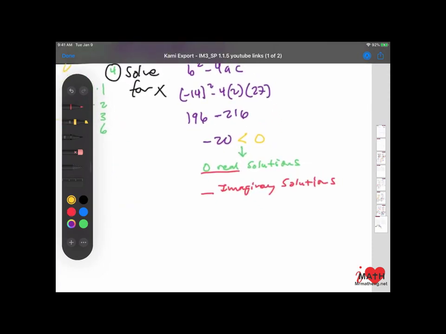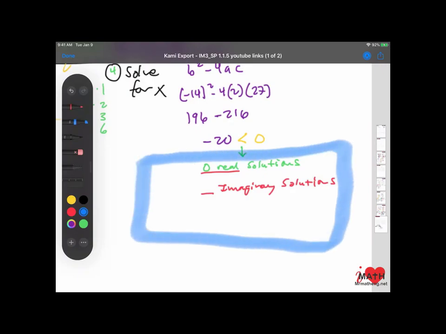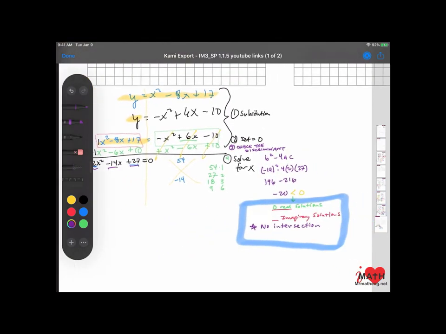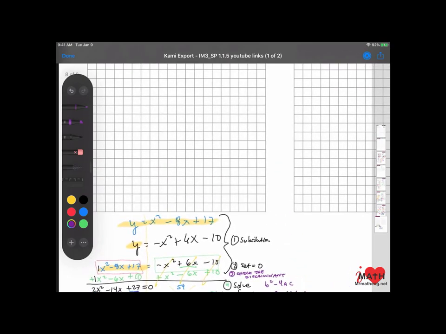let's highlight this. The big idea here is you're going to have no intersection. So I should have checked that before even trying to factor. That's why the factoring over here didn't work. Let's go ahead and graph both of these and you'll see why there is no intersection.